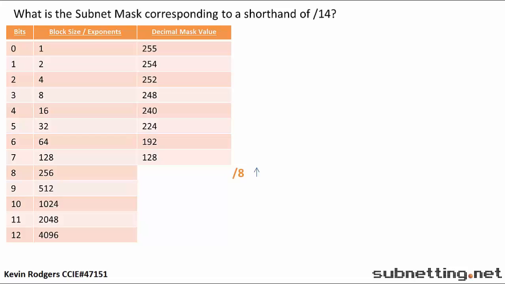From there we have to count up. 9, 10, 11, 12, 13, and 14. Now we can move parallel to find the decimal mask. Simply plug this into the second octet and we are done. The answer is 255.252.0.0.